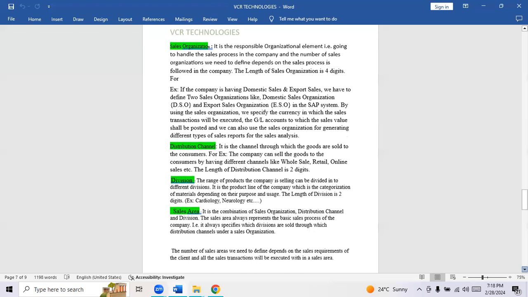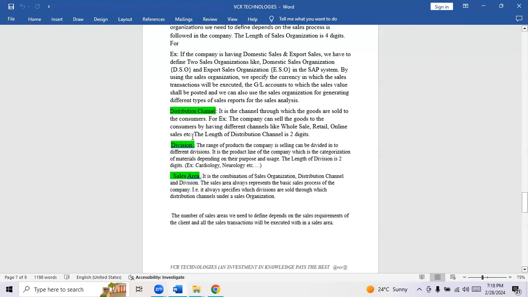Next, coming to the division. Division is nothing but a product range. You have to remember only this line for division: division is the range of the products of the company. The products the company is selling can be divided into different divisions. It is the product line of the company.